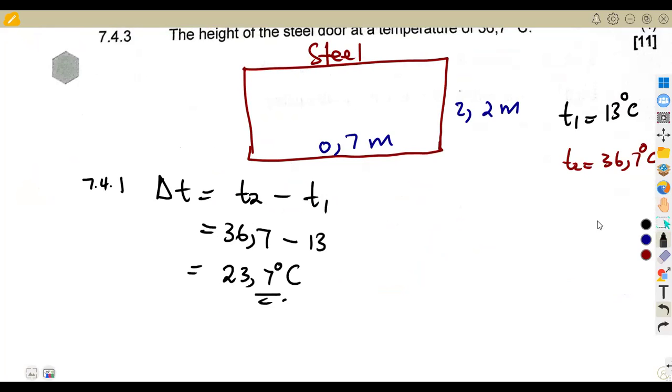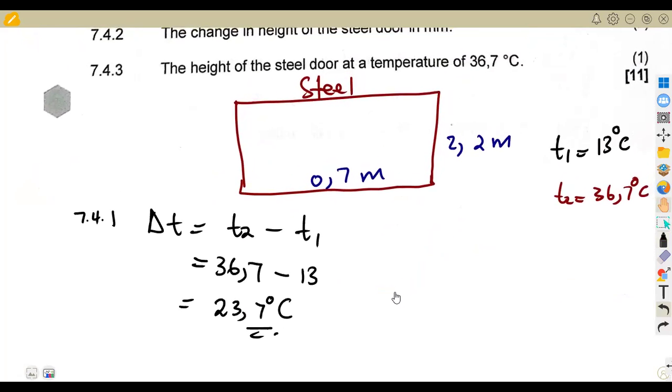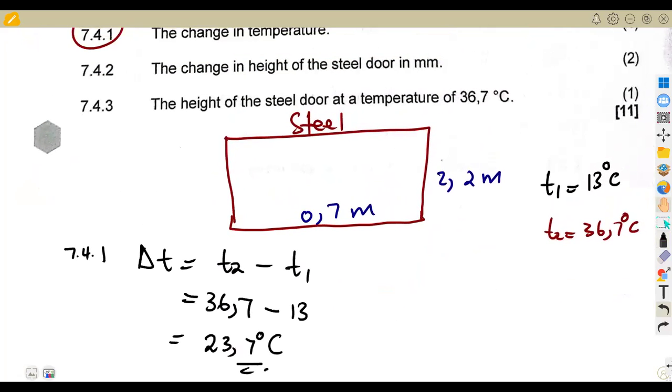So it was just a matter of subtracting T2 minus T1, just like that. All right. Then they are saying on 7.42, the change in height, not the change of the width. Because remember, this is our height, and this is the width.